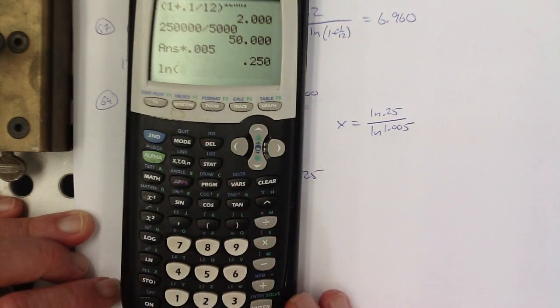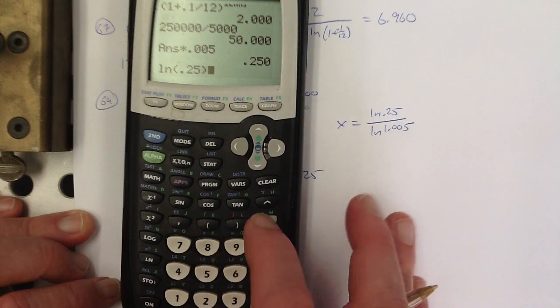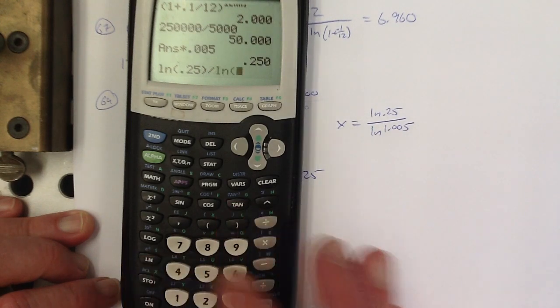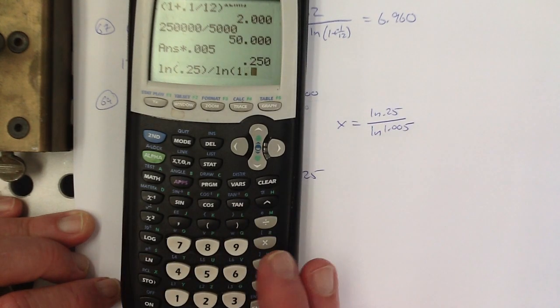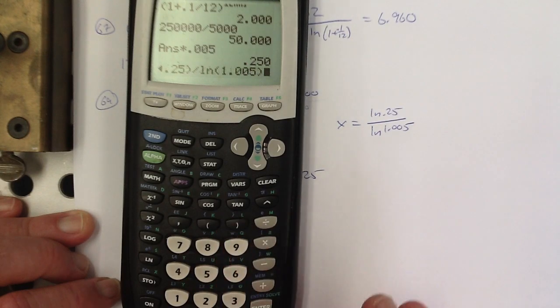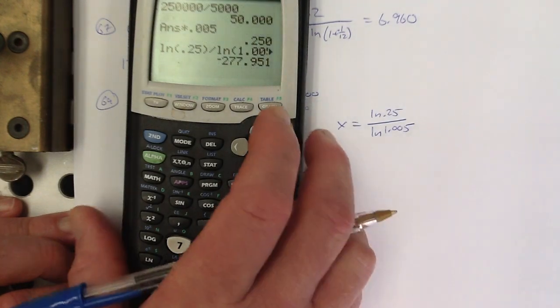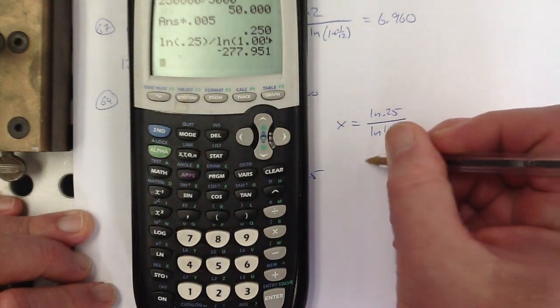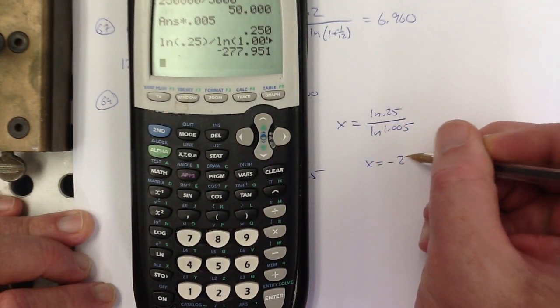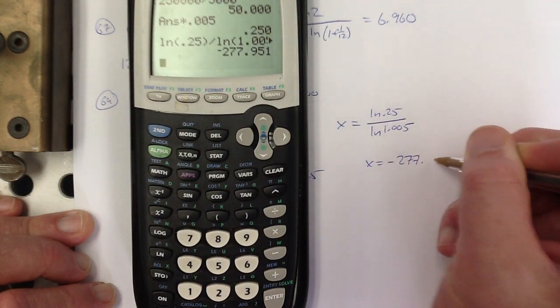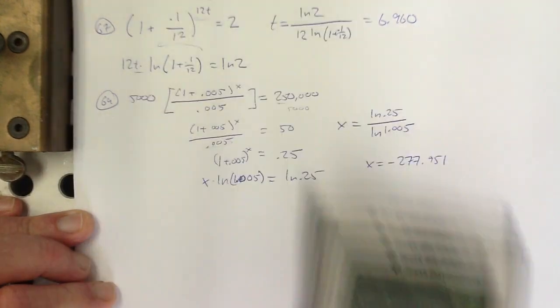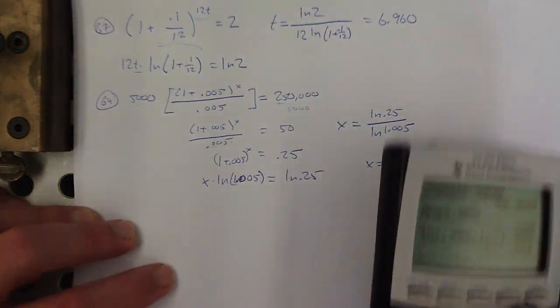Natural log 0.25 over natural log 1.005. Negative 277.951. If you're like, okay, that seems like a crazy answer.